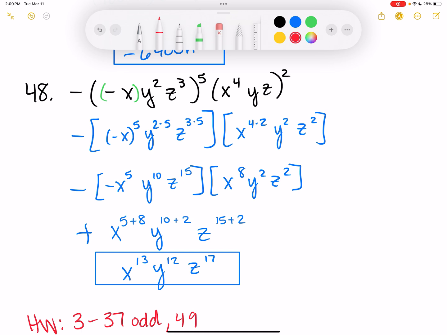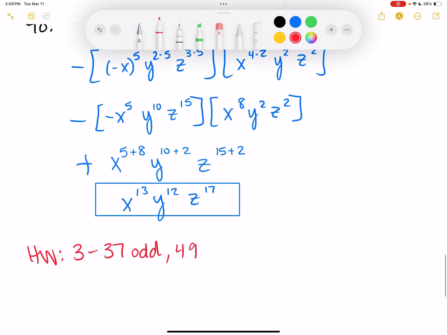Now I have a negative times a negative, so I made it positive. Then I had x to the 5 plus 8, because that has the same base and they're being multiplied, so I add their exponents. Y to the 10 plus 2 for the same reason, z to the 15 plus 2, and so I ultimately end up with x to the 13, y to the 12, z to the 17. That was a lot. It is a lot, but you need to be able to do stuff like this, okay, because it's going to help you later on.